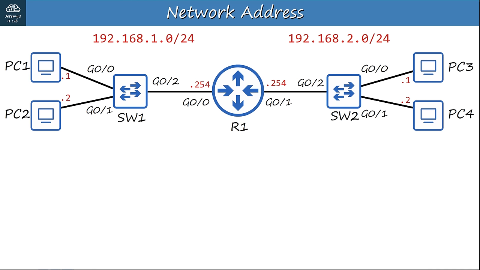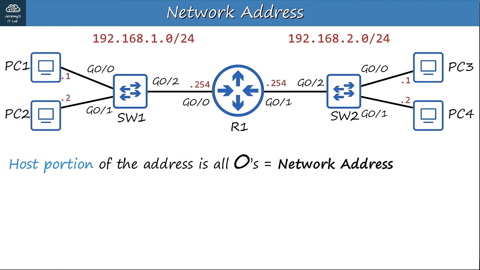Before moving on to the quiz for today's video, I want to explain two more types of IP addresses, which I briefly mentioned before, the network and broadcast addresses. If the host portion of an IP address is all zeros, it means it is the network address, the identifier of the network itself. In our diagram here, you can see 192.168.1.0/24. We know that /24 means the first three octets are the network portion, and the last octet is the host portion. Since the host portion is zero, it means the last octet is all zeros. Therefore, this address, 192.168.1.0/24, is the network address.